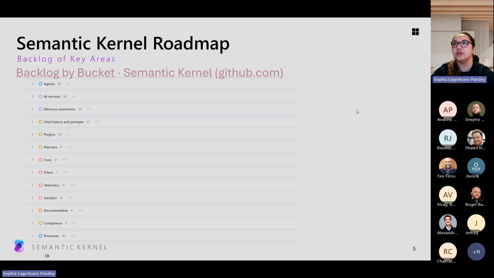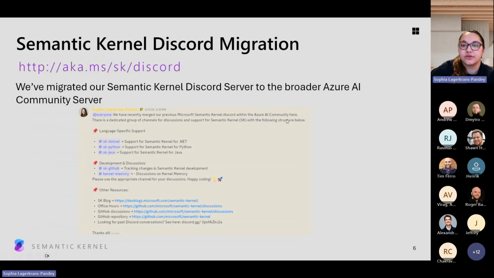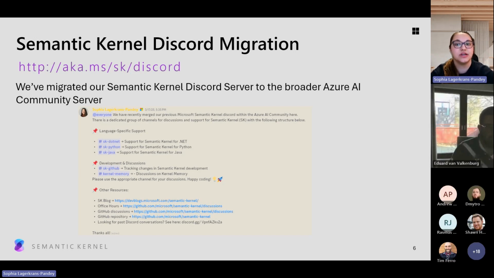And then moving on to the update around Discord I mentioned earlier, we've gone through and done a recent Discord server migration. Previously, we were on the Semantic Kernel Discord, and we've merged, and we're now part of the broader Azure AI community Discord server. Our aka link will take you to our new server. We have a number of channels around .NET, Python, Java, and then for tracking with GitHub and for Kernel Memory as well. Look forward to seeing you engage there.